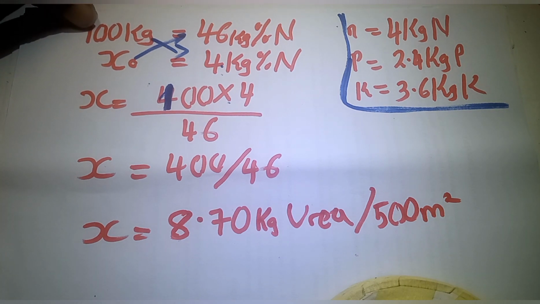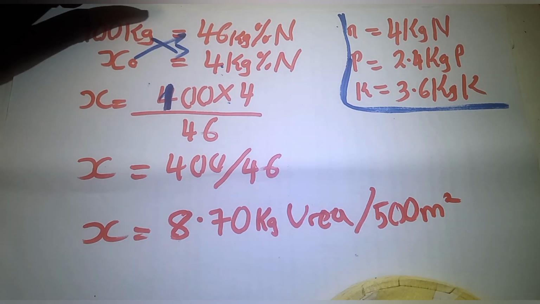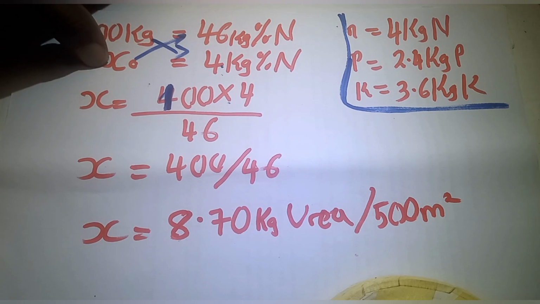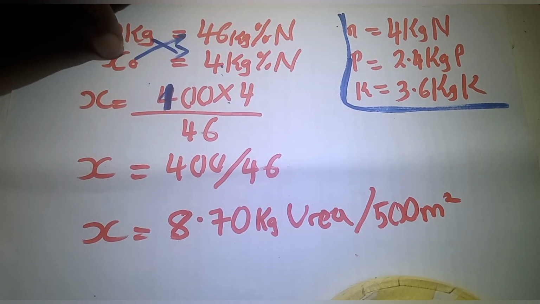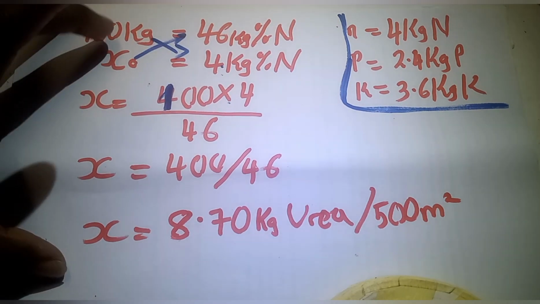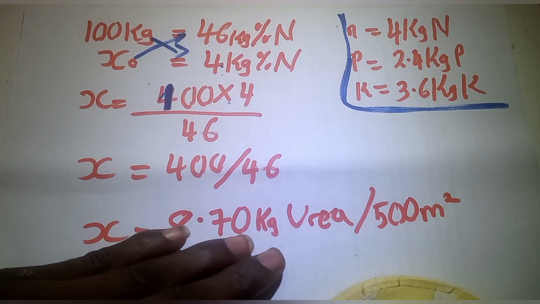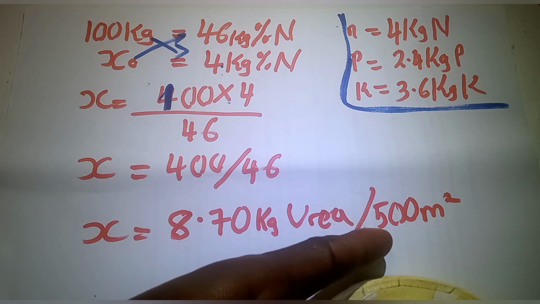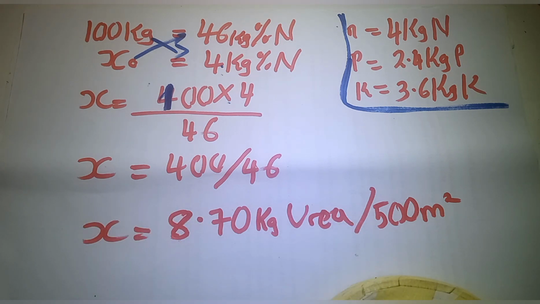This particular one means that 100 kilograms of urea contains 46 kilograms of nitrogen. How many kilograms of urea will contain 4 kilograms of nitrogen? After calculating, this is the value they asked for: 8.7 kilograms of urea will be used in 500 square meters of the farmland that we want to use to cultivate pepper. Follow me carefully for this.